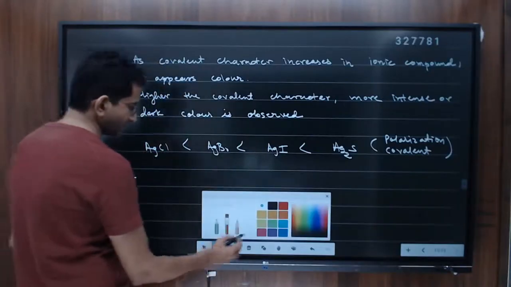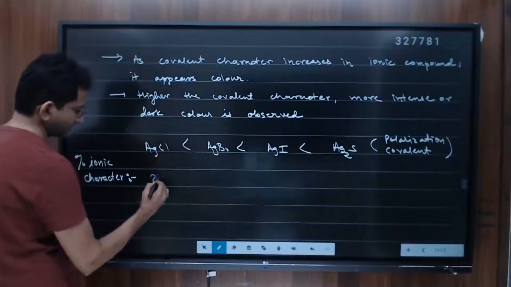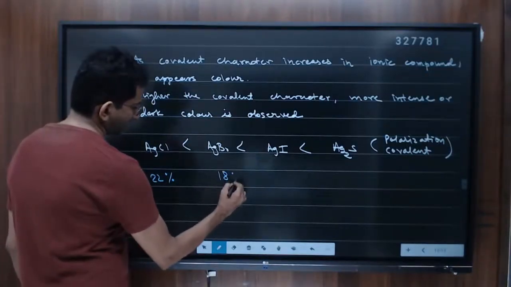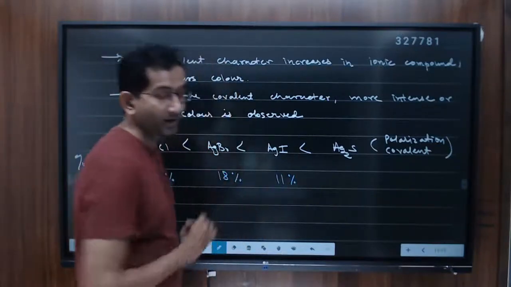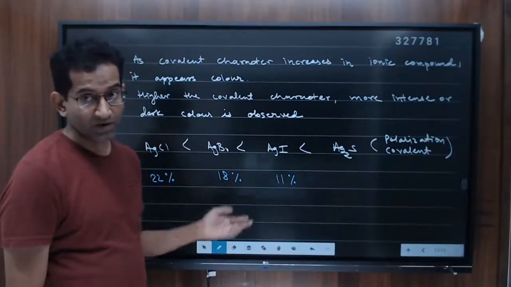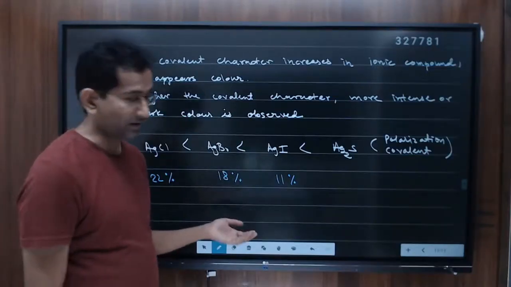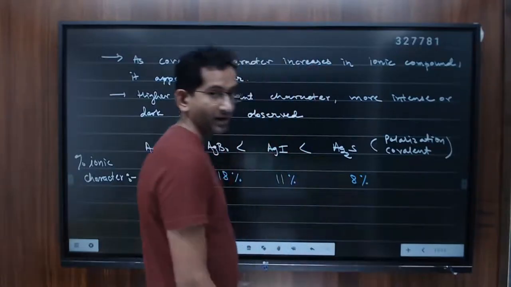Now you will be surprised to know how much ionic character they have. This has 22% ionic character, this has 18%, this has only 11% ionic character. So 89% it has become covalent, and that is very surprising. This has only 8% ionic character.